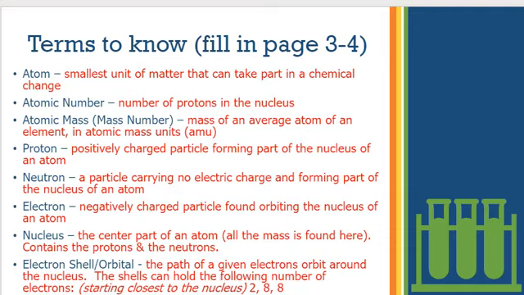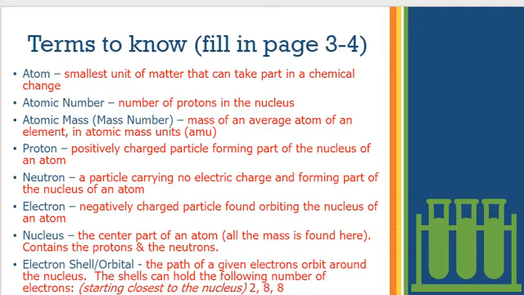I've actually given you a mass number on your periodic table just to skip a step for you, help you out a little bit, and round those numbers off for you already. So I've already rounded them for you. A proton is a positively charged particle found in the nucleus of an atom. A neutron is a particle carrying no electric charge, forming part of a nucleus of an atom. And the electron is a negatively charged particle found orbiting the nucleus of an atom.